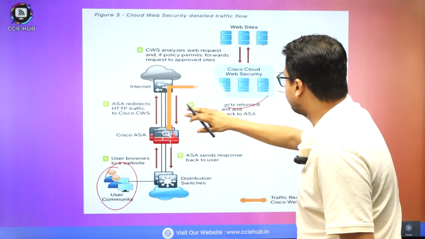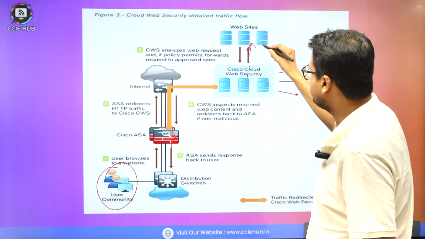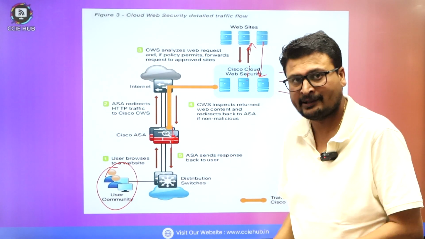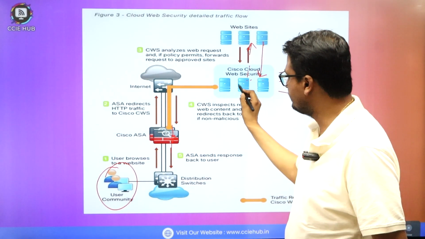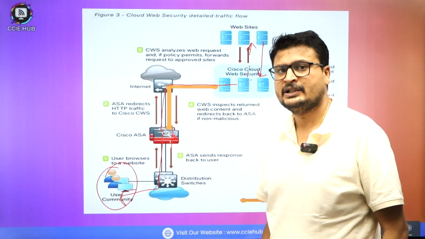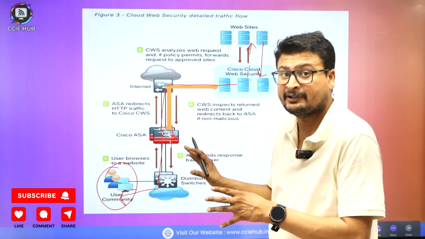So once your request comes here, it will send it to your web server. The web server will reply back to the cloud security servers, assuming they are my clients, and these servers, via the internet, will reply back to your actual client. So this is the detailed cloud web security traffic flow.